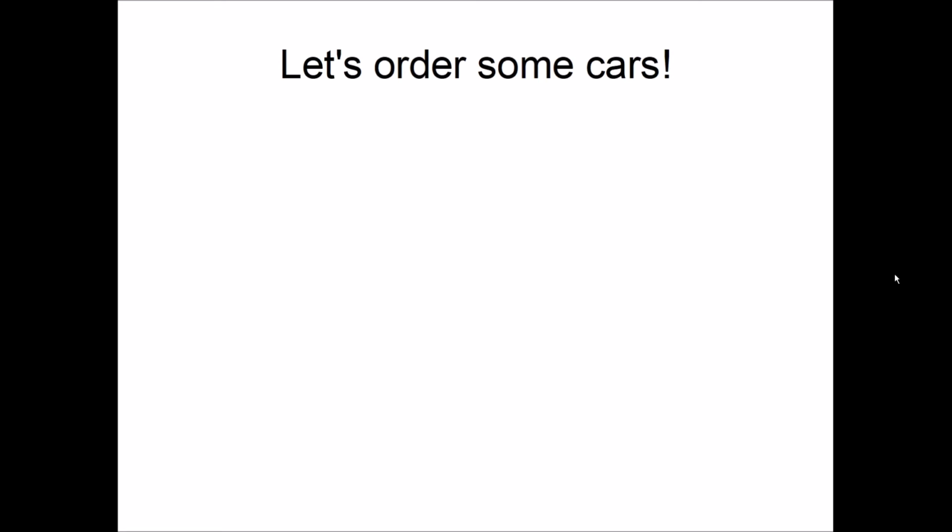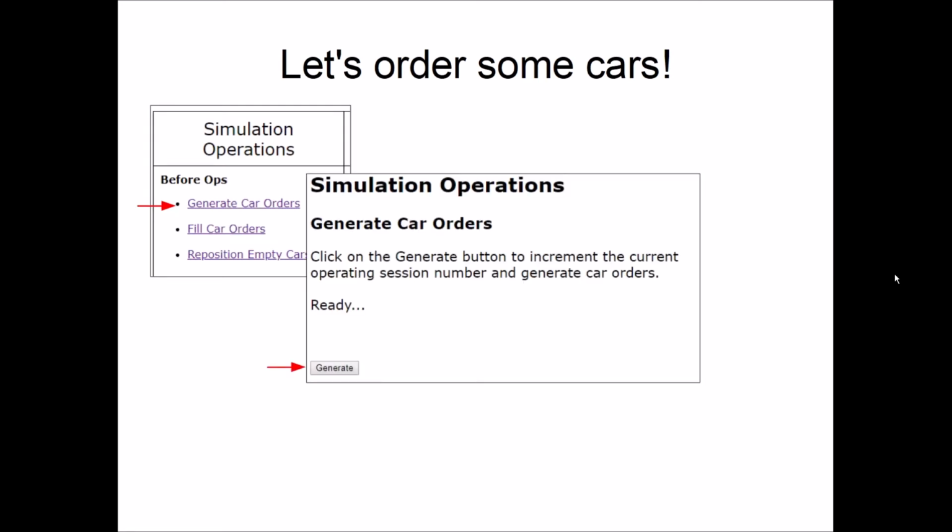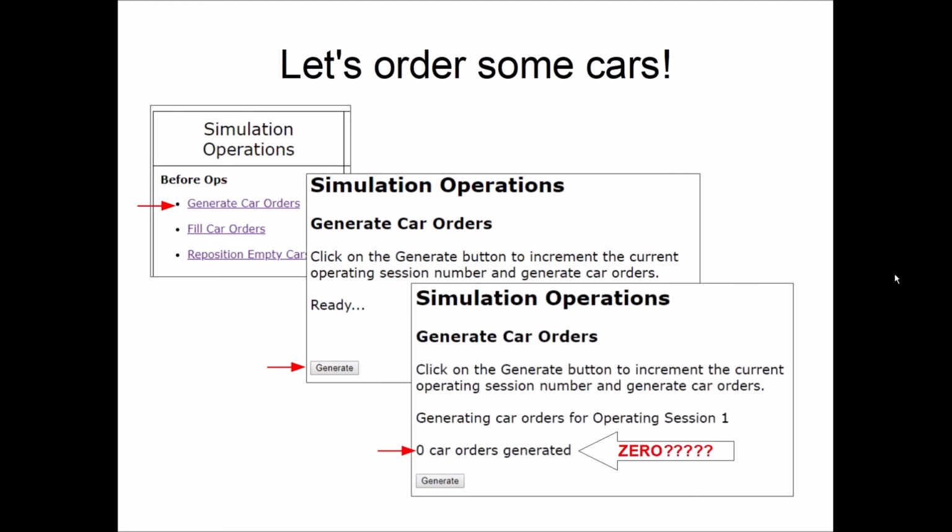So let's order some cars. To do that, we go to the Generate Car Order link, click on the Generate button. Oh, but look, it didn't order any cars. It's because our shipments probably aren't going to order cars until the second, third, or fourth operating session, just because of the way they were set up.